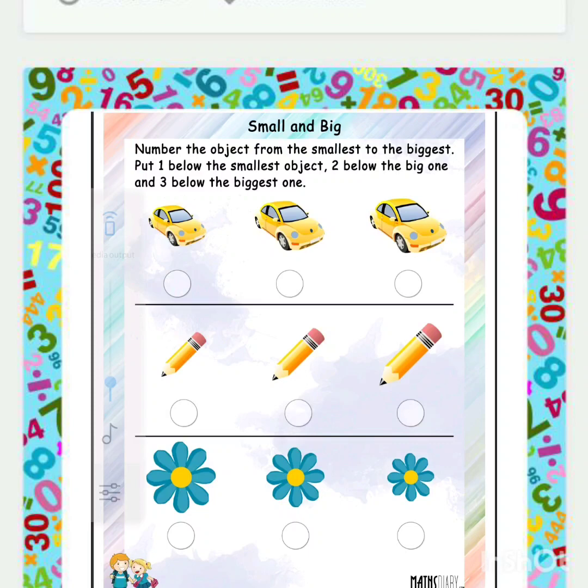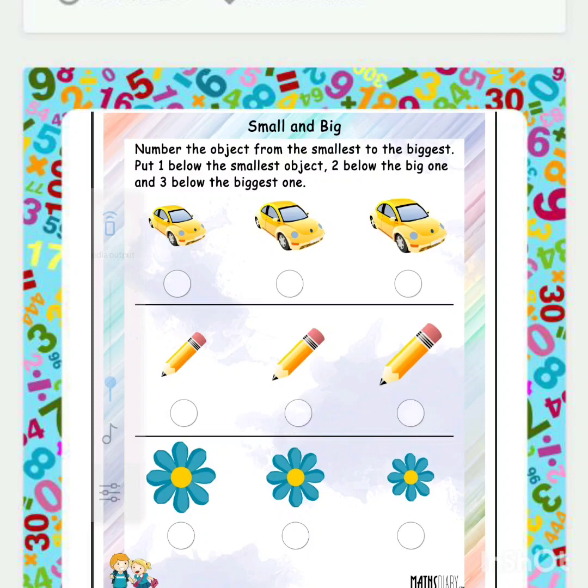There is a circle made under each car. You will write 1 below the smallest object, 2 below the big one, and 3 below the biggest car. What do you see in the second row? Yes, these are pencils.